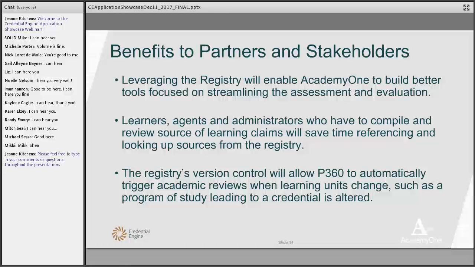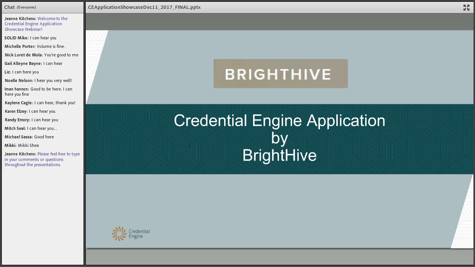And the registry version control would allow us to automate the process of validating that if something has changed significantly, let's say the course description was changed or the learning outcomes were changed, we could then use that information in the registry to validate and select and alert people that they have to then reevaluate those precedents that were previously decided upon. Thank you, Dave.